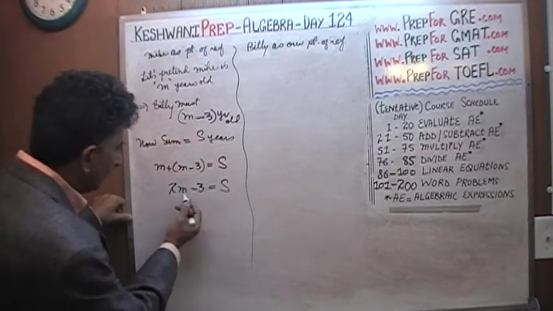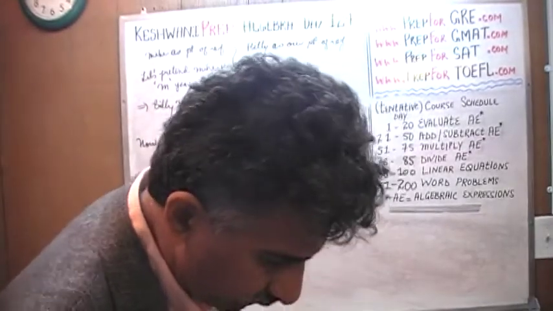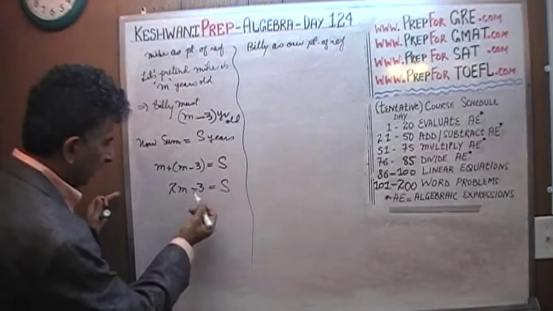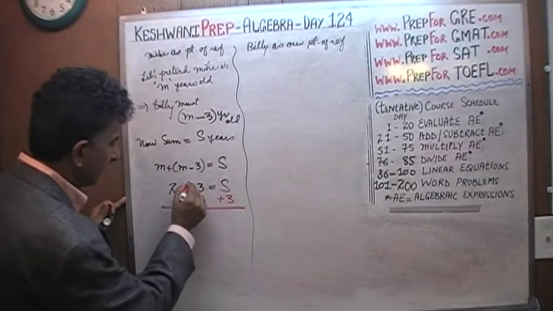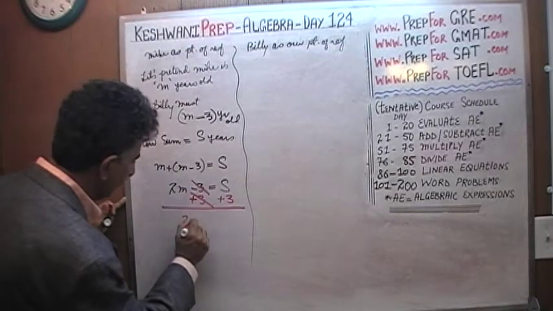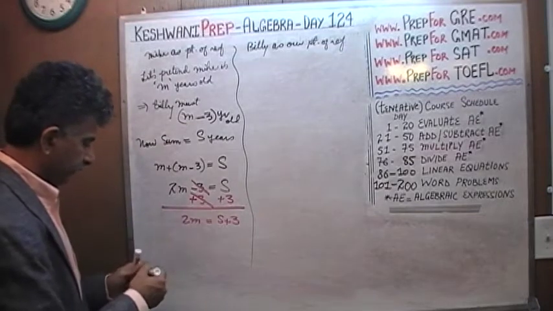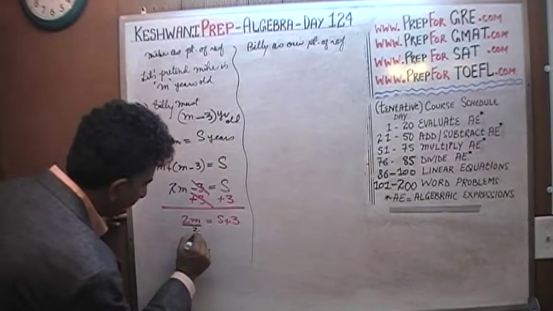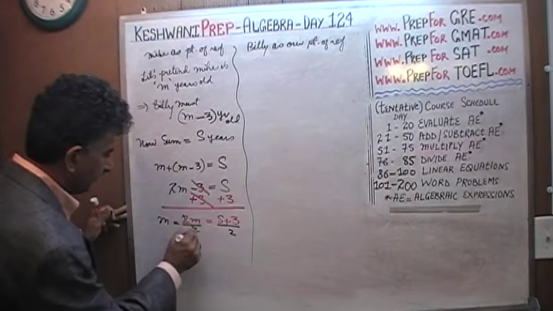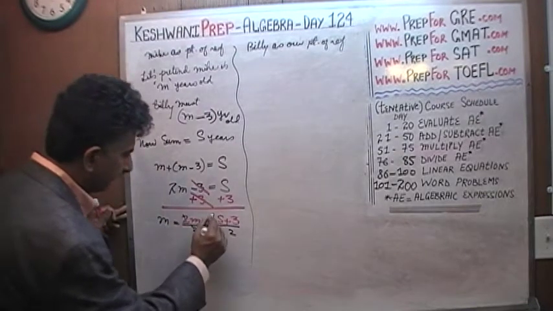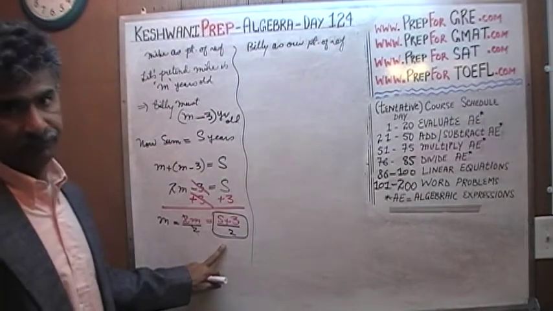So let's go. How do we get rid of this 3 from here? We have a negative 3 on the left hand side. How do I get rid of it? Add 3 to both sides. So positive 3 and negative 3 cancel out and we end up with 2M equals S plus 3. Now how do we get rid of this 2 from here? Divide both sides by 2. Voila. So this gives you M, because the 2 cancels out. M equals this guy right here. So that's Michael's age in terms of S.